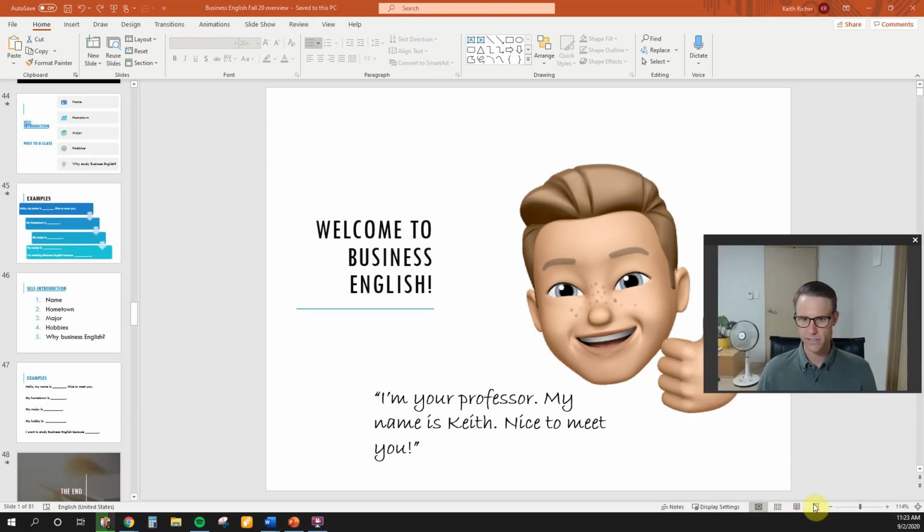So here we have my face, two faces of Keith, emoji and real life. I think emoji looks better. I look younger.